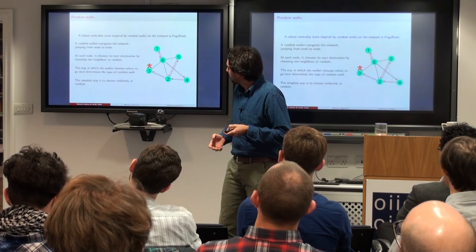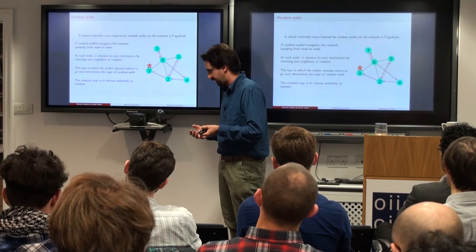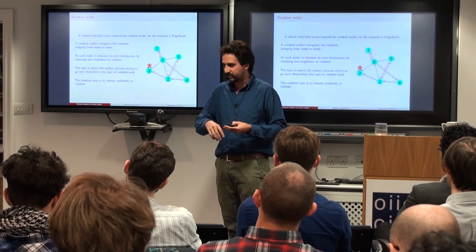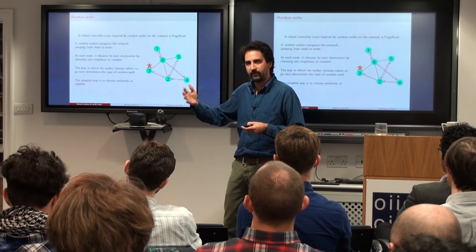One that I like particularly is called PageRank, which is how Google ranks its websites. The intuitive way to understand PageRank is to think about a random walker on the network who visits a node, looks at the outgoing edges, chooses one at random and follows it, and so on. And every now and again, when it hits a dead end, it just chooses one node at random. And it goes on for a very long time.